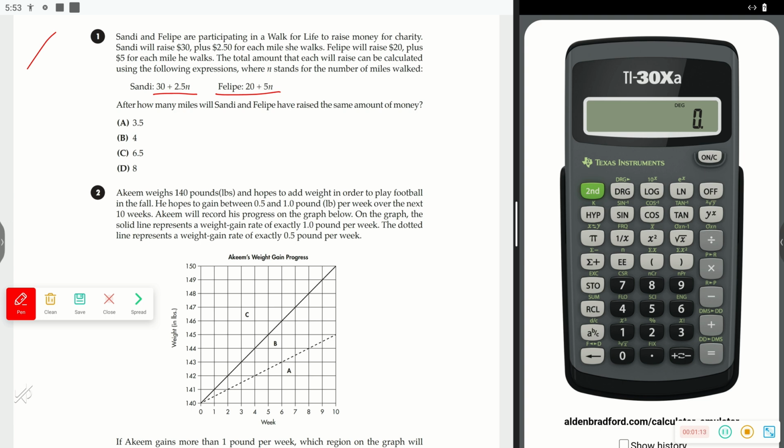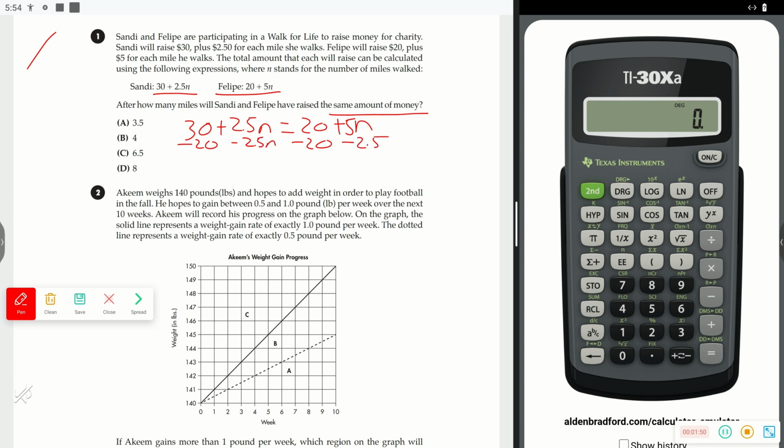So whenever you approach this problem, the first thing you need to know is that they need to equal the same amount of money, which means the two equations have to be equal to each other. So we're going to do 30 plus 2.5n equals 20 plus 5n. So all we have to do now is solve for n. So we need to get the n's on one side and the regular numbers on the other side. To do that, I'm going to bring the 20 from the right side to the left by subtracting 20. And then I'm going to bring the n to the other side by subtracting 2.5n from both sides.